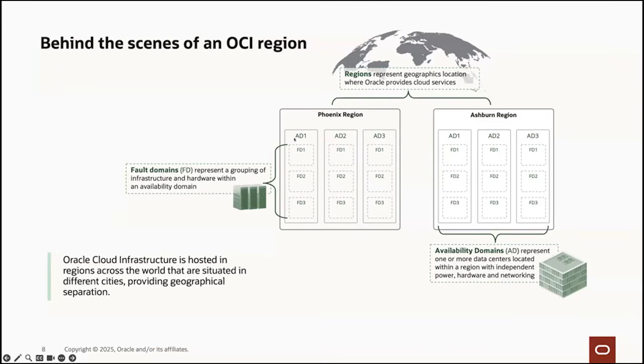So within an AD, you can also be highly available. You can set up your virtual machines to be running across fault domains within an AD. And again, they're isolated from one another. And if there were a failure in one of the fault domains, you would still be up and running in the other fault domains.